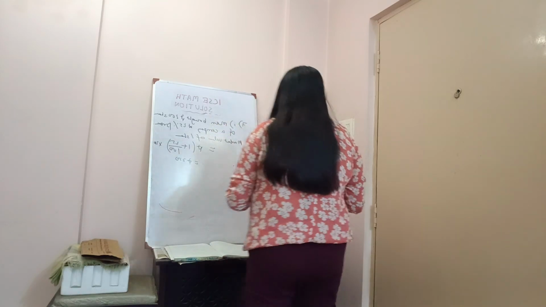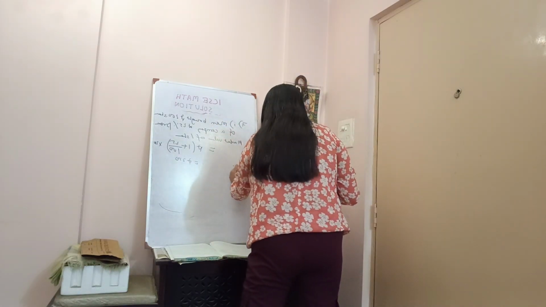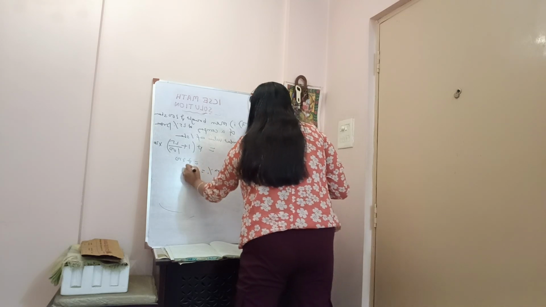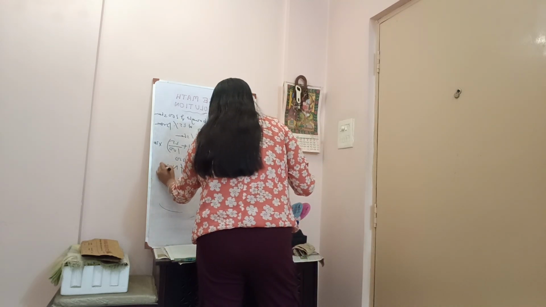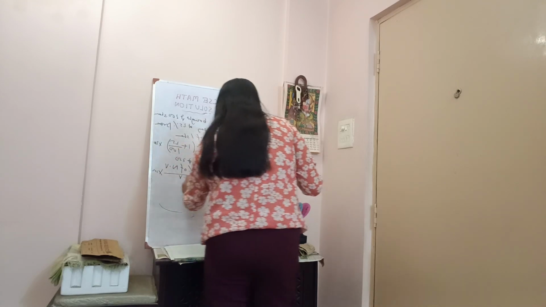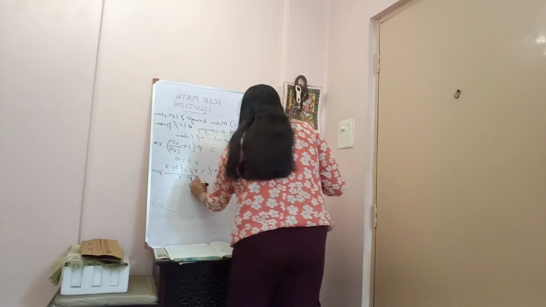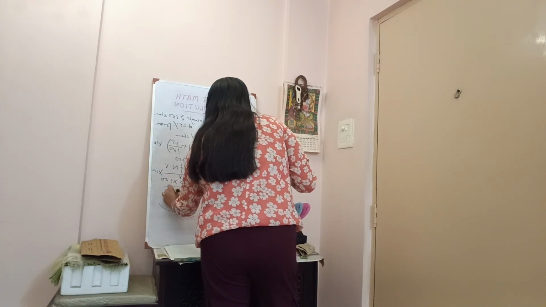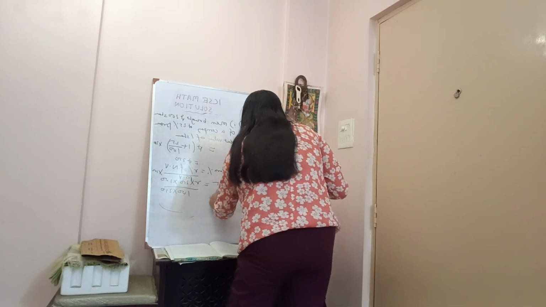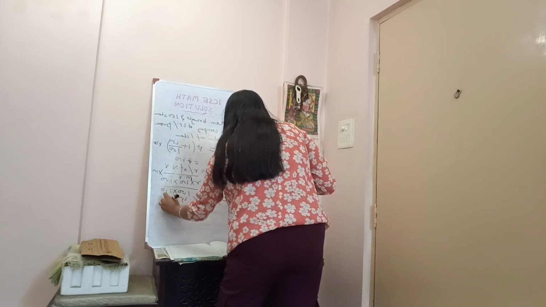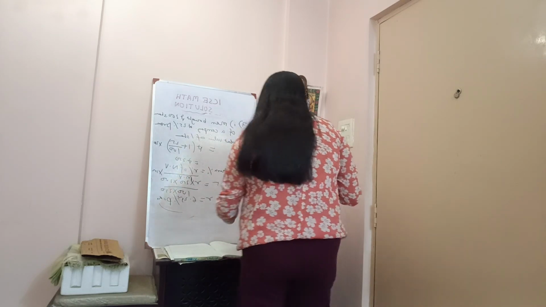Dividend percent declared means R percent, which you have to calculate. Return percent is equal to R percent of NV, the nominal value, divided by market value, into 100. So 5 is equal to R into 200 into 100 divided by 100 into 250. So R equals 6.25% per annum. This is number 2.